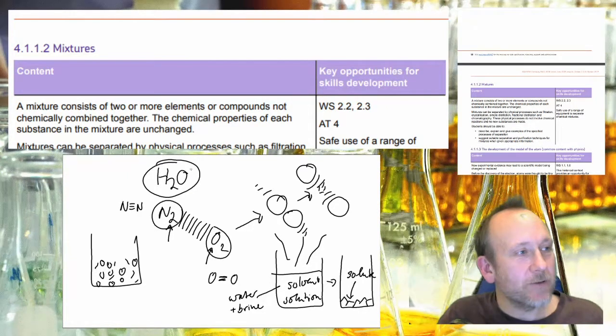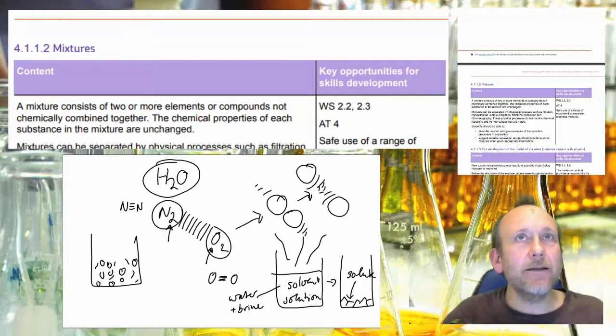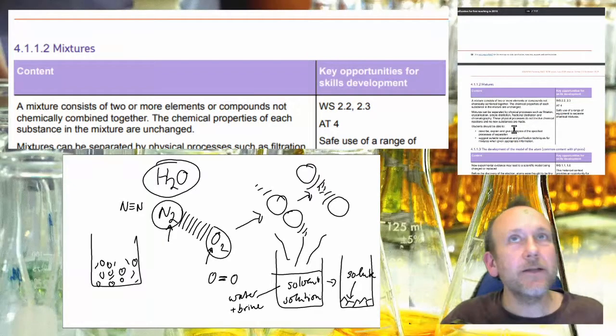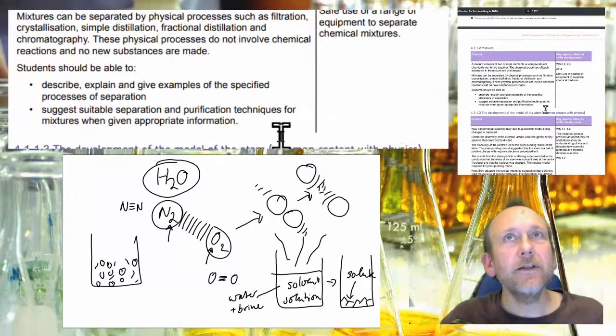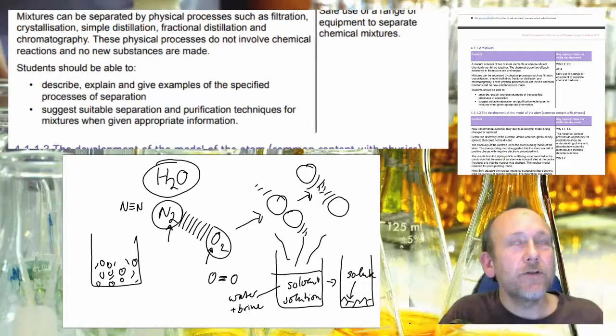Students should be able to describe and explain, it says. So this is the bit that I've just read out: filtration, crystallization, simple distillation, fractional distillation, and chromatography. We will talk about that a little while later and maybe do some experiments. These physical processes do not involve chemical reactions, and no new substances are made.